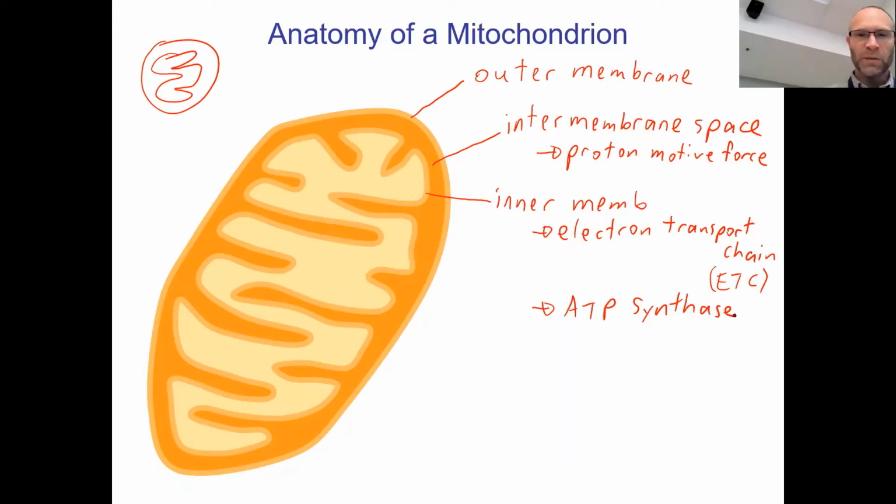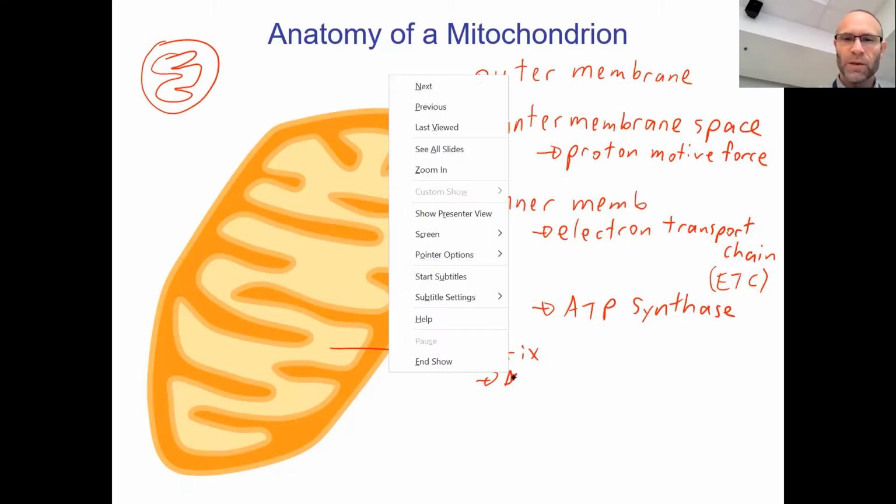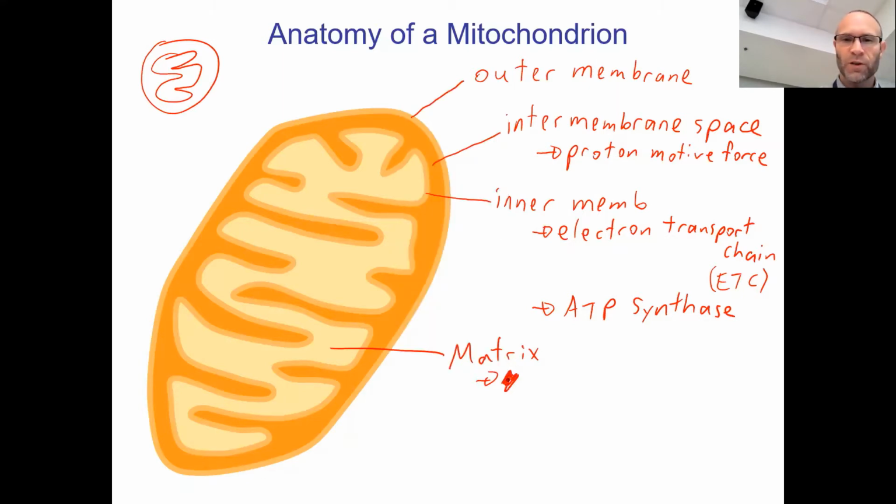Okay, we're running out of space, but that's all right. We have one more feature that we want to mention, and that, of course, is the matrix. And that is the innermost component. So the matrix, this is where you have your DNA. I made a mistake. I'll just scratch it out and make a better D than that. DNA, and we also have ribosomes.